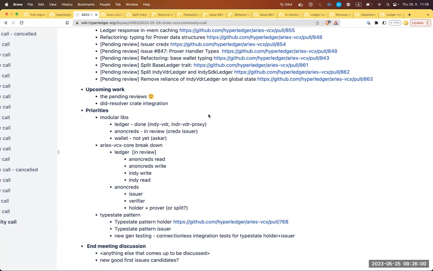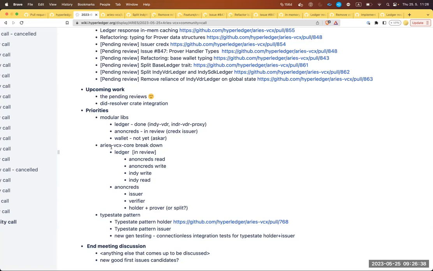It looks good. When does anoncreds RS come into play? Is it the second part of that core breakdown? Yeah, essentially it's going to come into play when we drop most of the LibVDR tools. We do the migration from LibVDR tools to Credex, and once we see that's working, Credex is going to be dropped and replaced by anoncreds RS. At least that was my understanding.